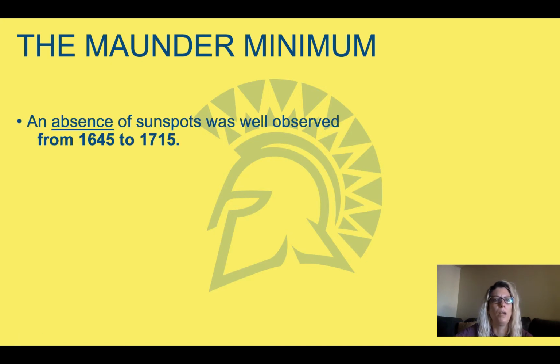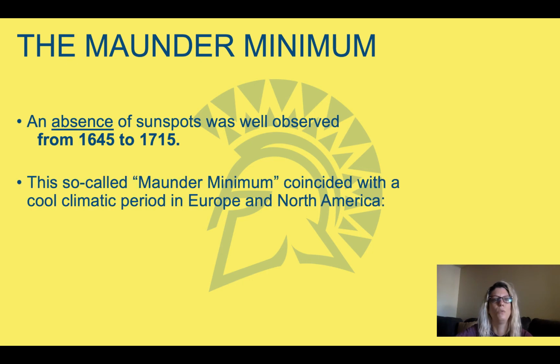Now, the Maunder minimum was a time between 1645 and 1715 where there was an absence of sunspots. This was well observed. Okay, this also coincided with a cool climatic period in Europe and North America. So this is what we would consider the Little Ice Age. So a lot of people would actually attribute that to less solar activity.